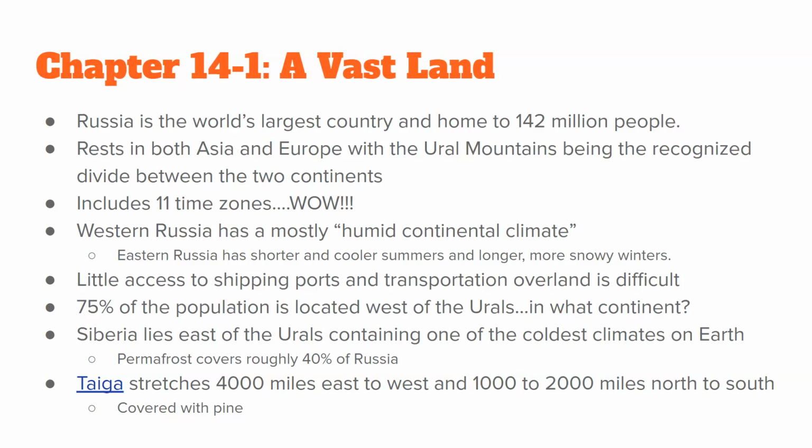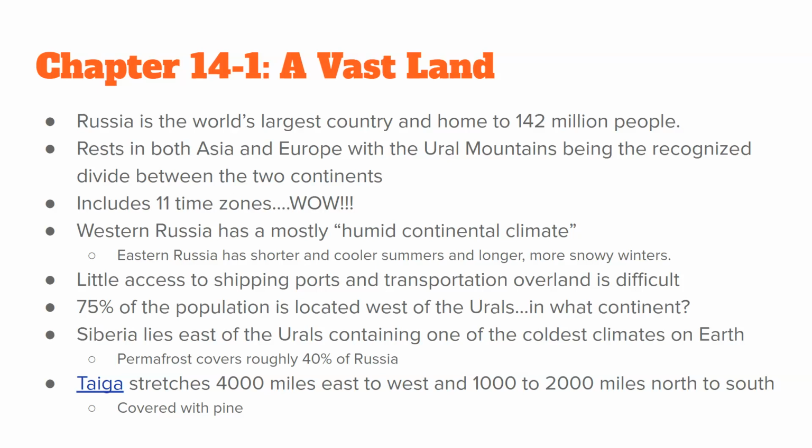Wow, that's a lot. Western Russia has mostly what we'd call a humid continental climate, whereas Eastern Russia tends to have shorter and cooler summers and longer and more snowy winters, especially colder temperatures. And we'll get into Siberia a little bit later. There's little access to shipping ports, and transportation overland can be quite difficult. That being said, there are some ports that remain open year-round, but because of the latitude, a lot of ports are covered in ice and therefore can't be utilized in the wintertime.